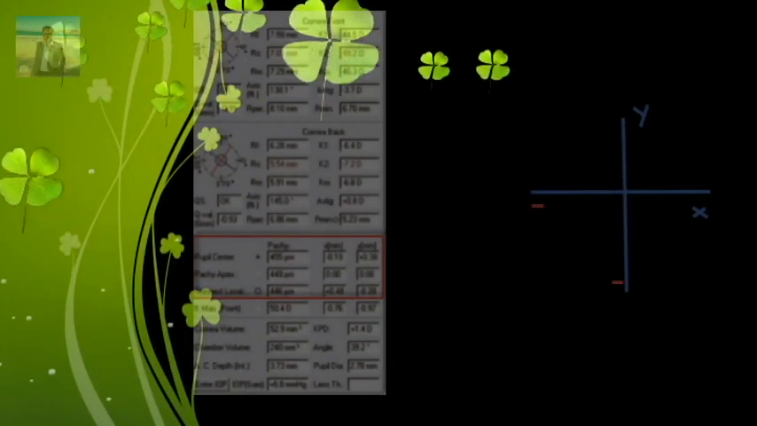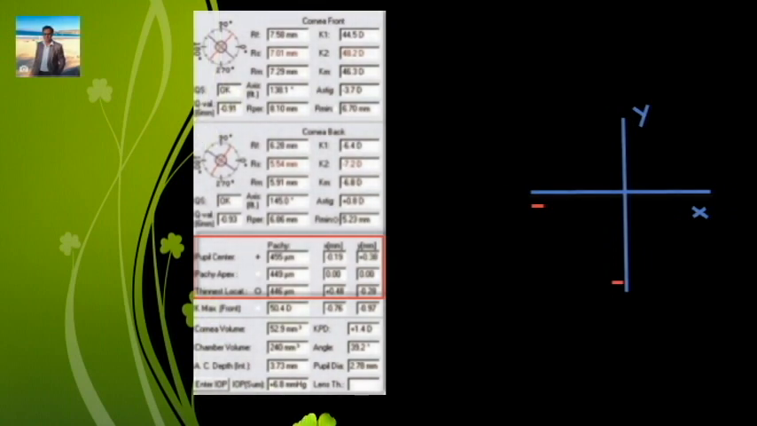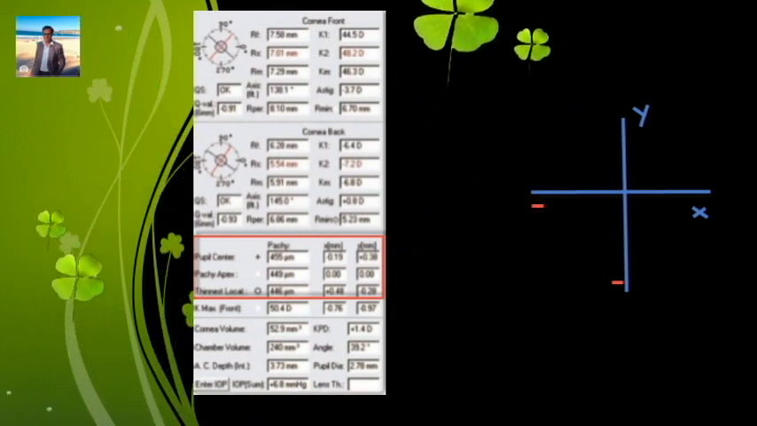Of particular importance here are the pupil center, the pachymetry apex, and the thinnest location, and also taking care of the x and y coordinates, which are highlighted over here. Very important is to look into the x coordinate of the pupil center because that signifies angle kappa. Unlike the Opscan, which gives you a direct angle kappa, here you have to look into the x coordinate of the pupil center, which signifies angle kappa, and it should be less than 200 microns or 0.2.